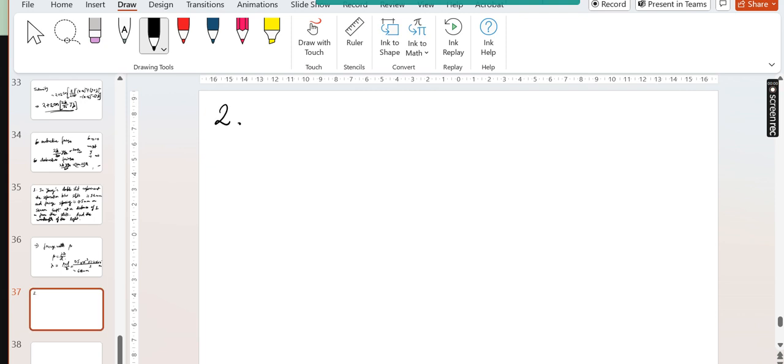Now question 2, which is in a Lloyd's mirror experiment.